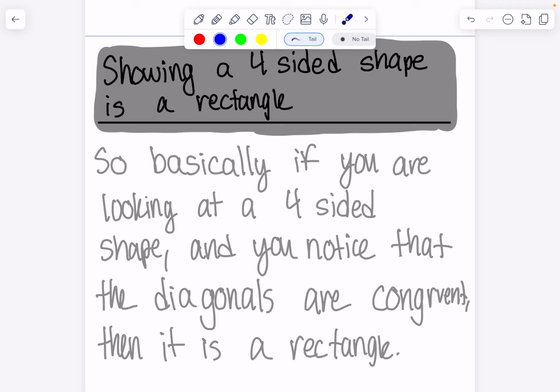Again, this is similar to 6-3 when we were looking, is this shape a parallelogram or not? Okay, this is one of the concepts, kind of going backwards. So if you need a moment, write that down, pause the video.